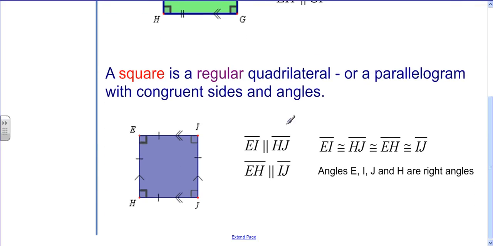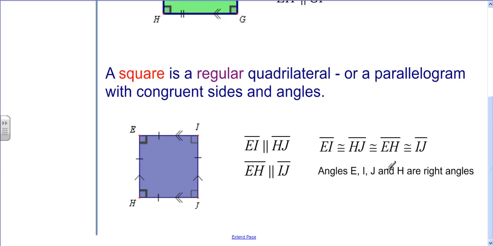You guys know what a square is, of course, but the real definition of a square is that it is a regular quadrilateral. Remember, regular means that all sides and all angles are congruent. So all four sides are exactly the same, and all four angles are exactly the same, and all four angles are right angles. So one way of defining a square is as a regular quadrilateral. Another way of defining it is as a parallelogram with congruent sides and congruent angles. So opposite sides are still parallel, but now we have all four sides congruent and all four angles congruent.